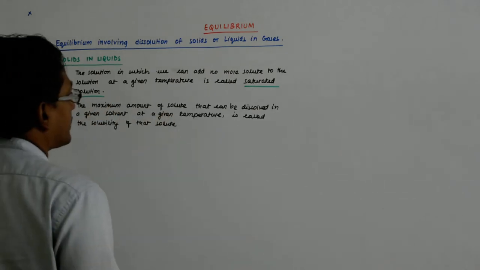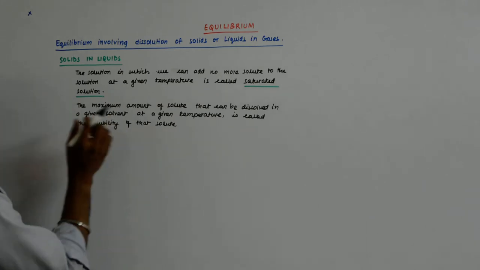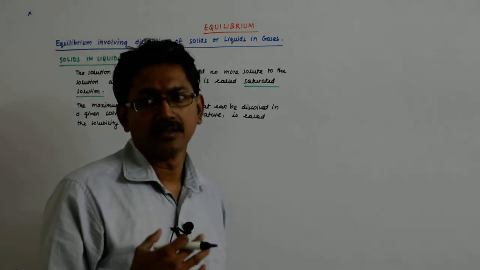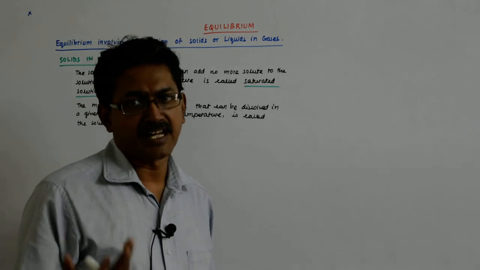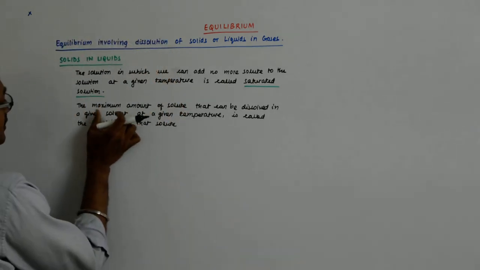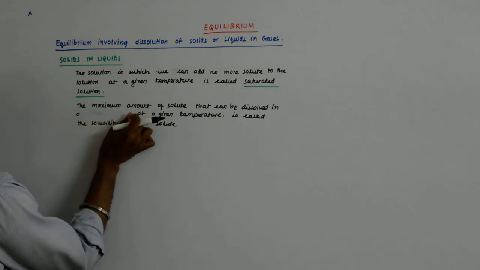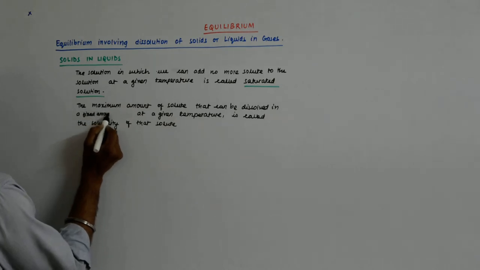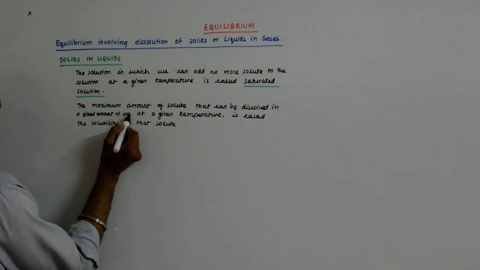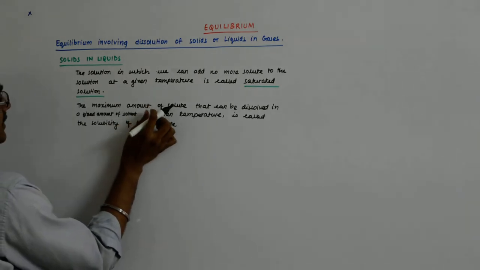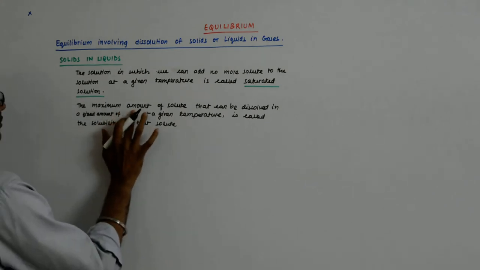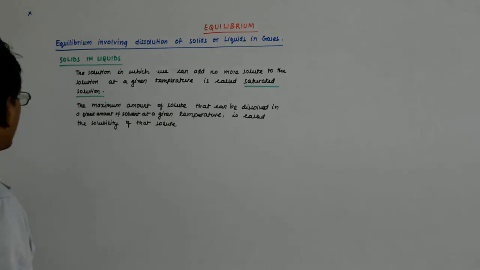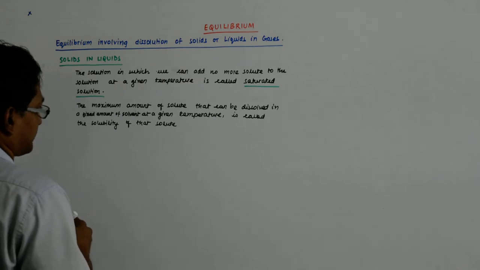Now, the maximum amount of solute that can be dissolved in a given amount of solvent, say per liter, okay, because as you start increasing the amount of solvent, the amount of solute that can be dissolved in it will naturally go up, okay? So in a fixed amount of solvent at a given temperature is called the solubility of that solute, okay?